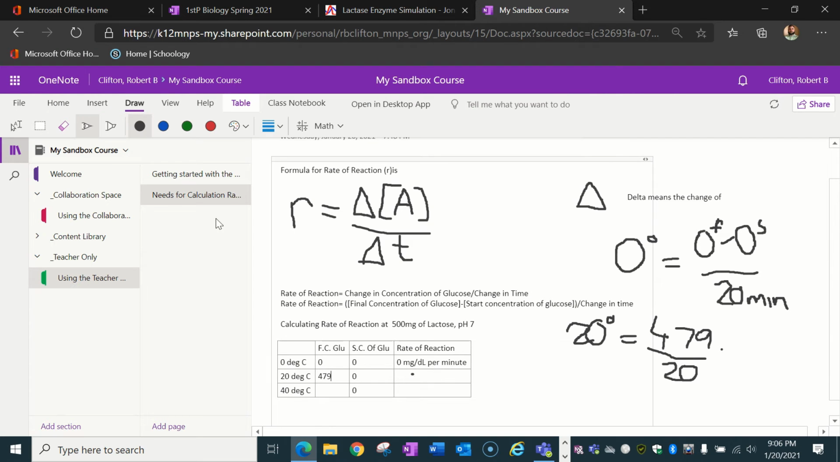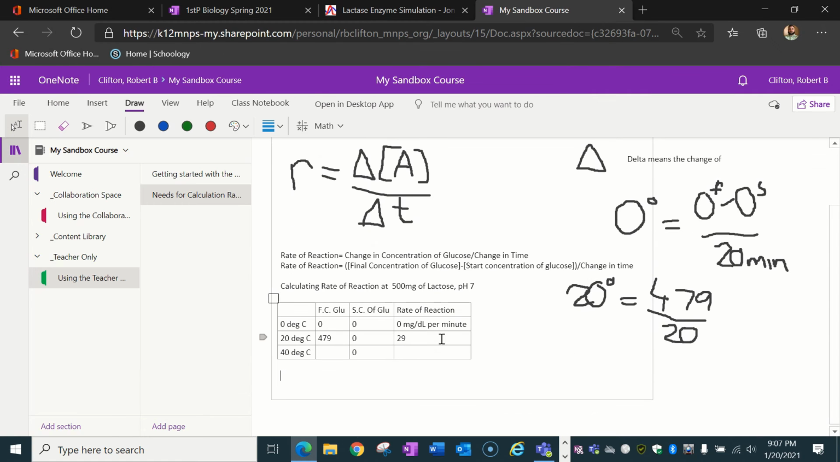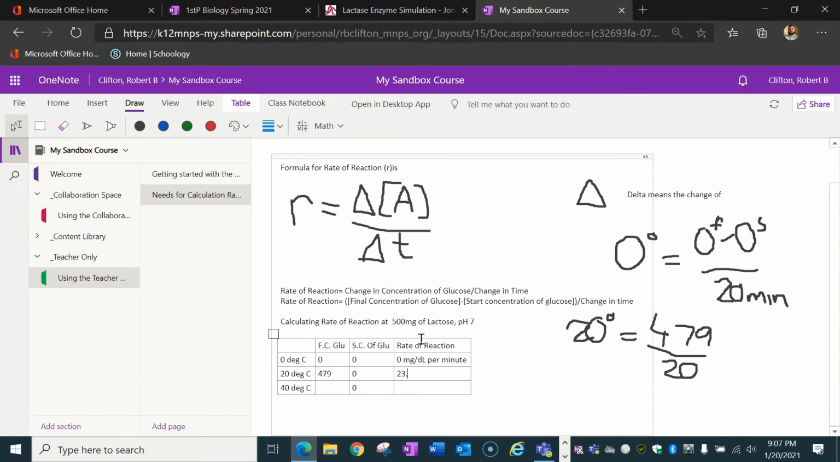So our rate of reaction, and remember if you need to go back to typing, you'll come up here. We started off with a pen. If you make a mistake, you can use the eraser. To erase, just click where you need to. So here I'll erase that little dot right there. Or if you need to go back to typing, go back right there. So our reaction is 20, what did we say it was? 23.95, yep, 23.95 milligrams per deciliter per minute.